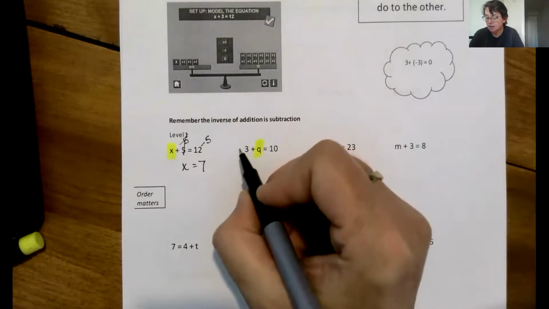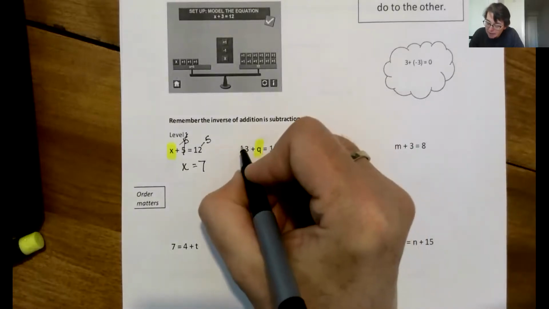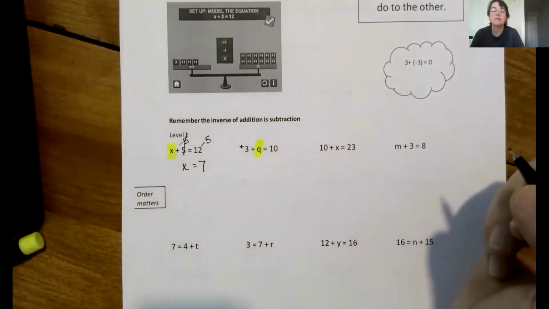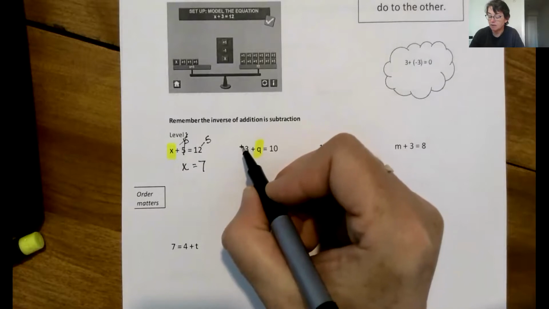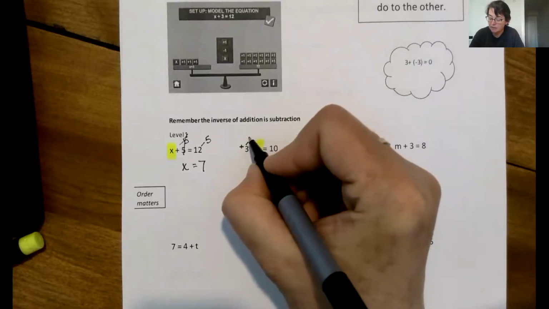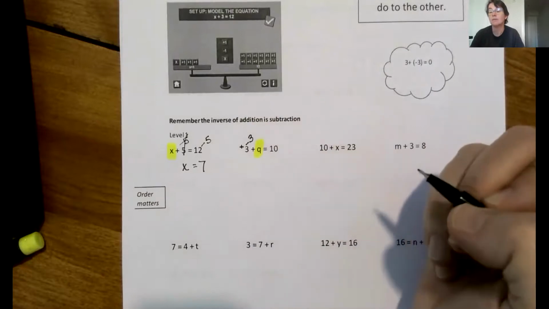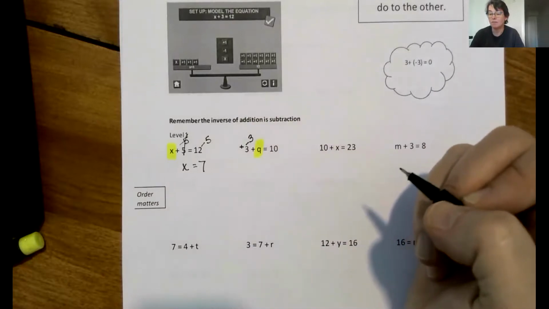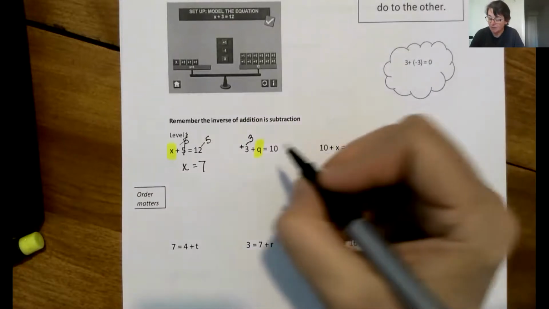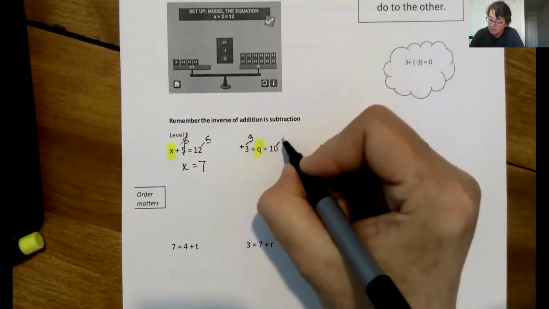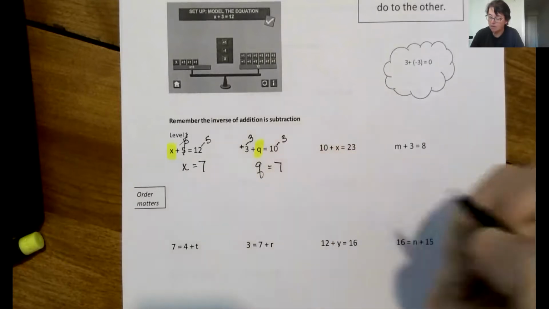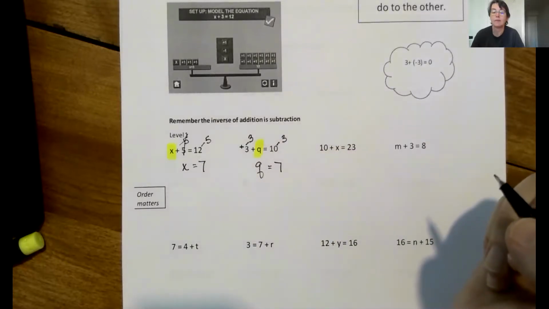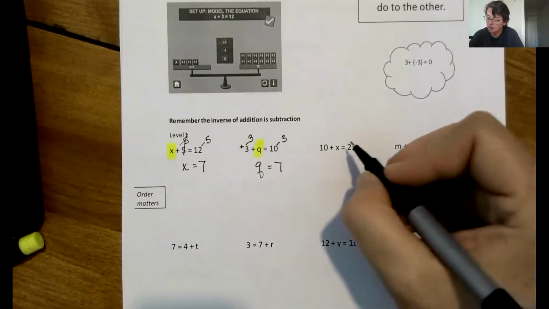Now there's no sign out in front, but in math, if there's no sign in front of a number, it's always understood to be a positive 3. And the inverse, or the opposite of a plus 3, is a minus 3. So I'm going to subtract 3 here. By the way, subtract 3 and negative 3 are basically the same thing. Subtract 3, q is equal to 7. And we're done. All right.